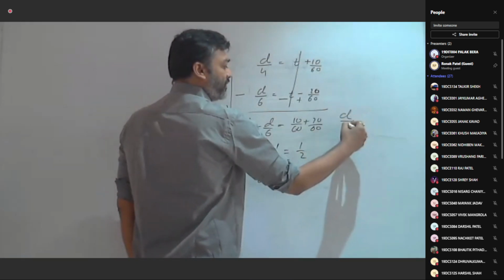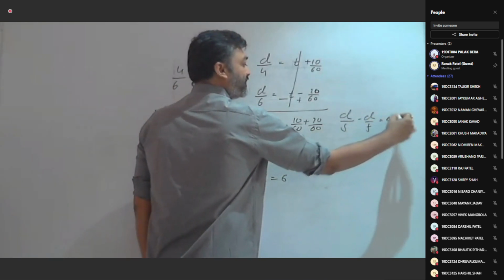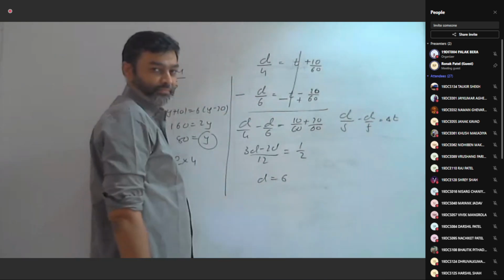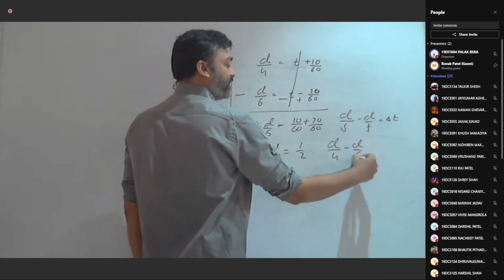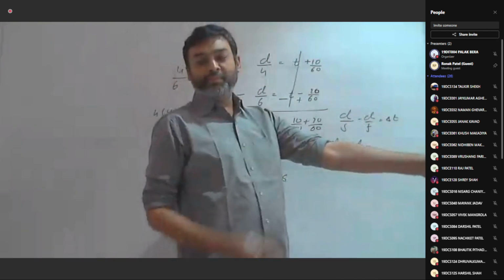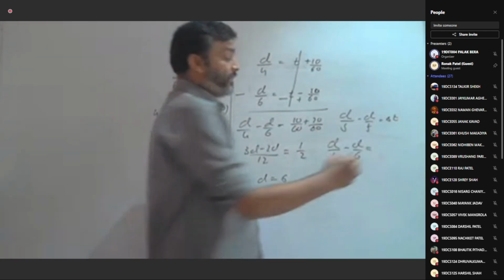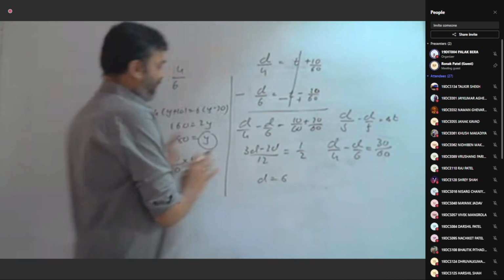Distance upon slow minus distance upon fast equal to time difference. Sum કરી દો. So first decide which speed is slow out of the two: 4, fast is 6, and the time difference: in one case 10 minutes late, in the other 20 minutes early, so the journey time difference is 30 minutes. Look, no doubt you like this method, go ahead.